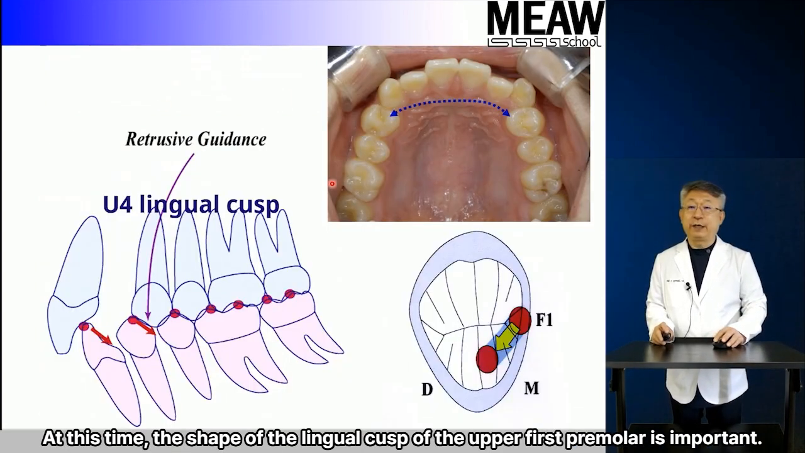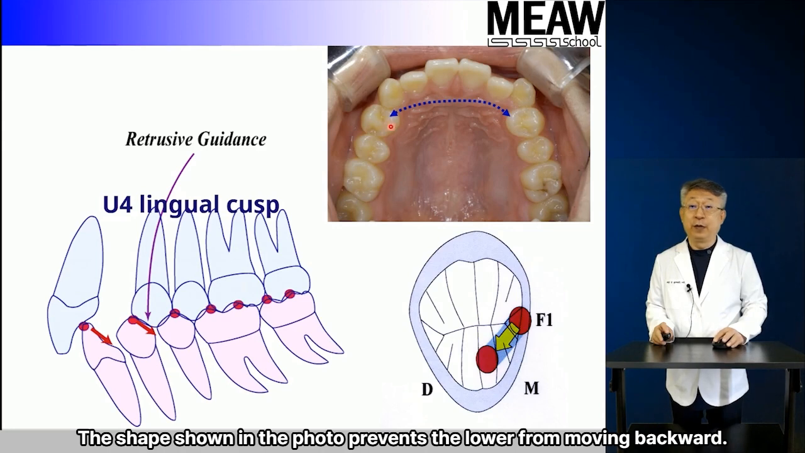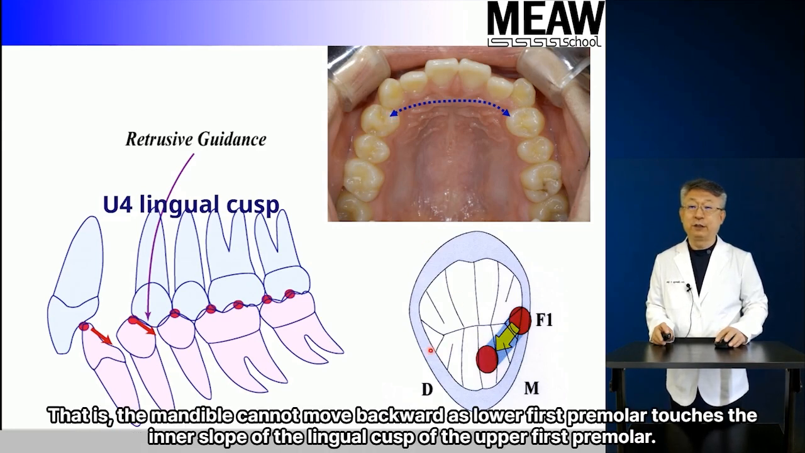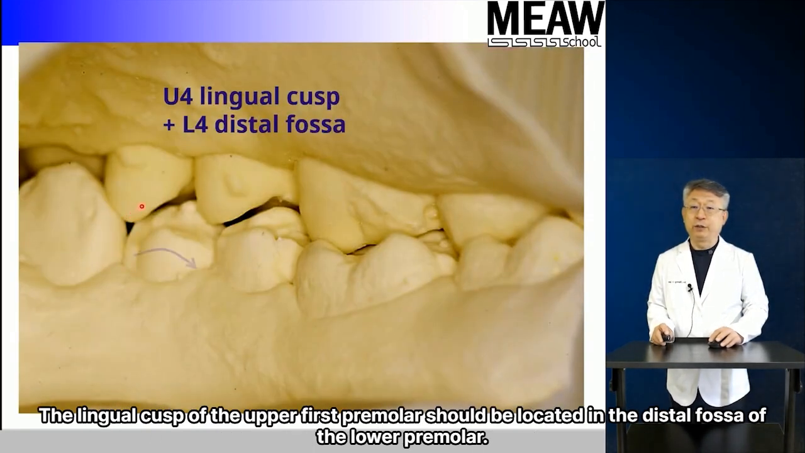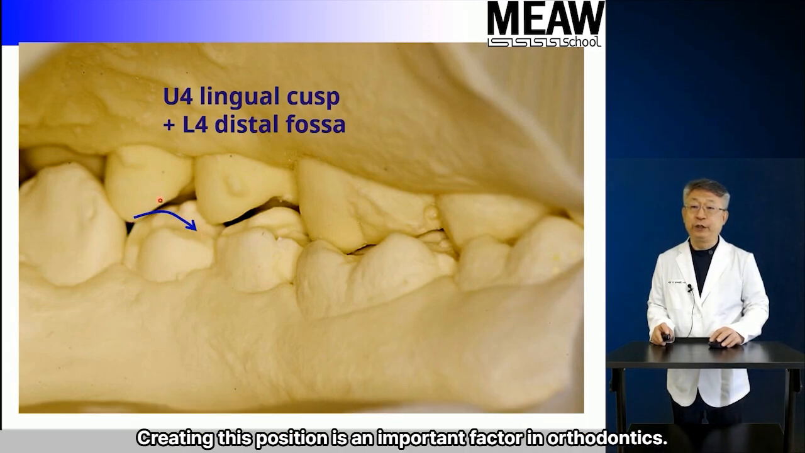At this time, the shape of the lingual cusp of the upper first premolar is important. The shape shown in the photo prevents the lower from moving backward. That is, the mandible cannot move backward as the lower first premolar touches the inner slope of the lingual cusp of the upper first premolar. The lingual cusp of the upper first premolar should be located in the distal fossa of the lower premolar. Creating this position is an important factor in orthodontics.